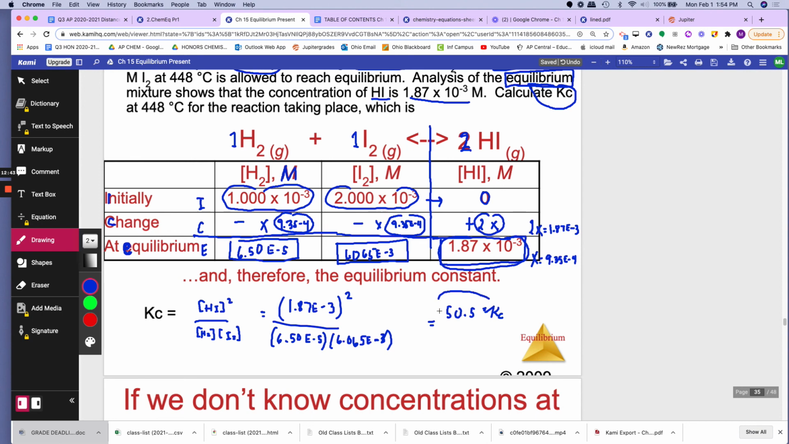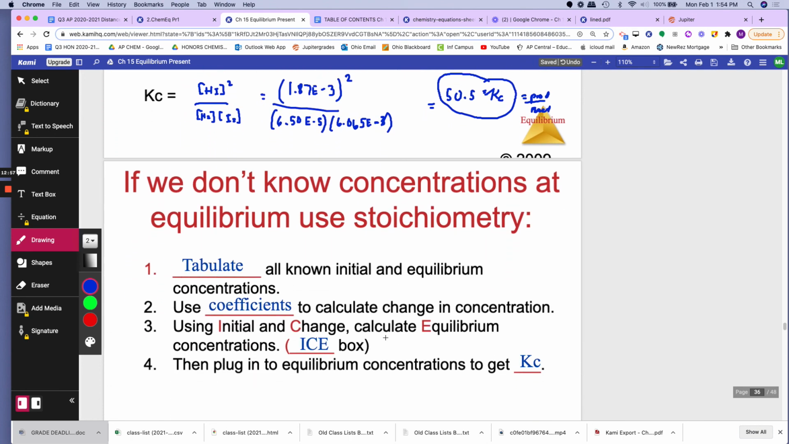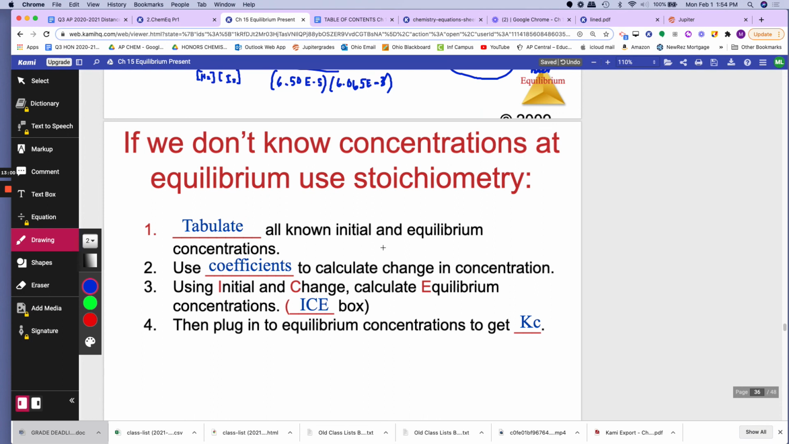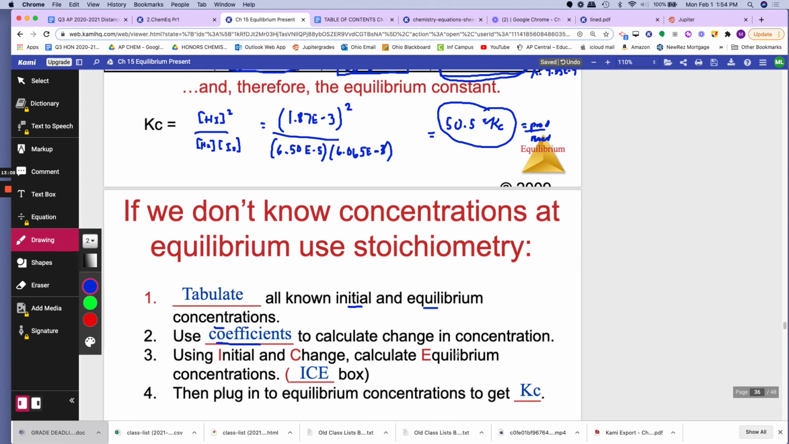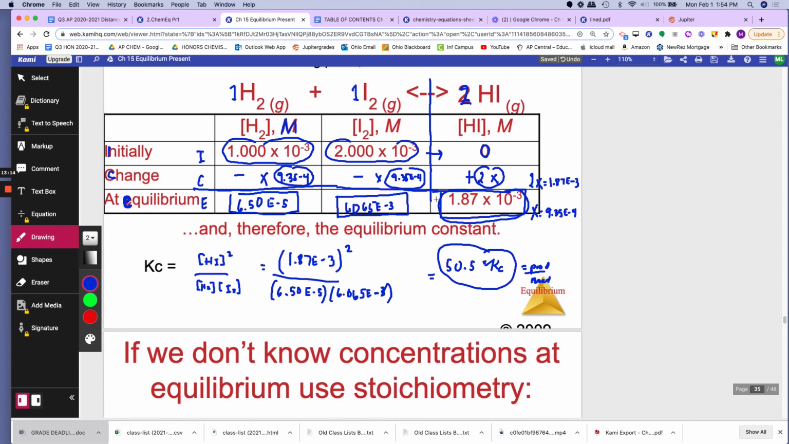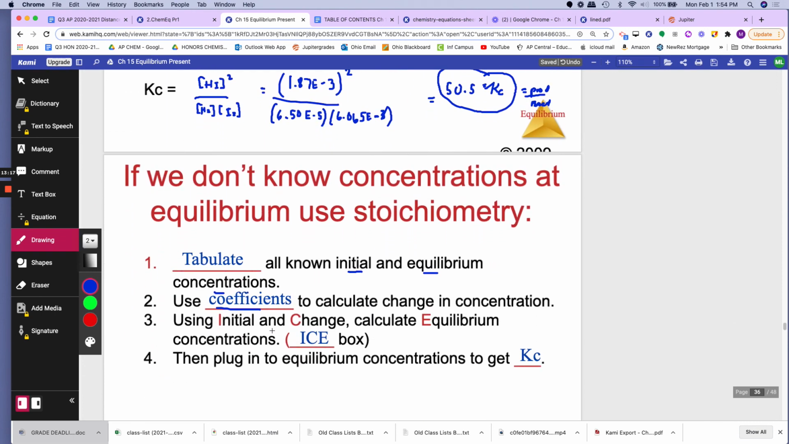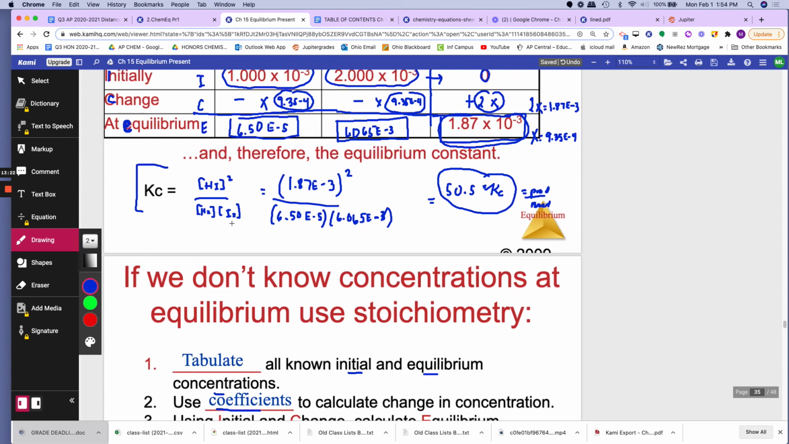That is bigger than 1, so that means I'm going to have more products than reactants when the reaction is all done. So what we did here is we tabulated all initial and equilibrium concentrations using the icebox shown here. You use coefficients to calculate the change in concentration, so minus 1x, plus 2x. And then using the icebox, we plugged it into the equilibrium expression, which is this, to find your answer.